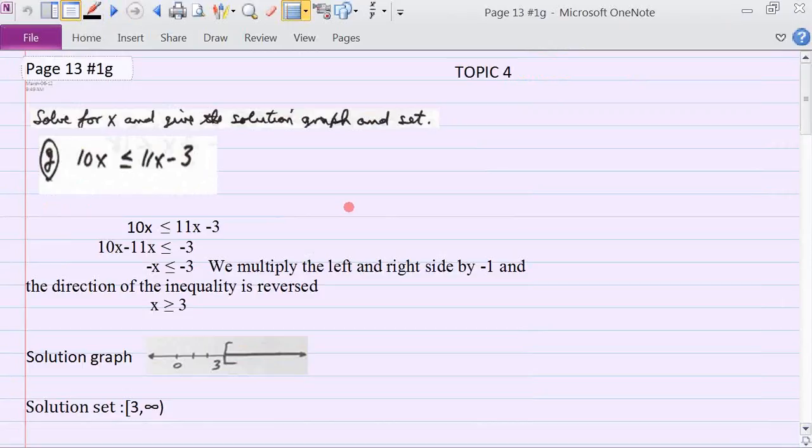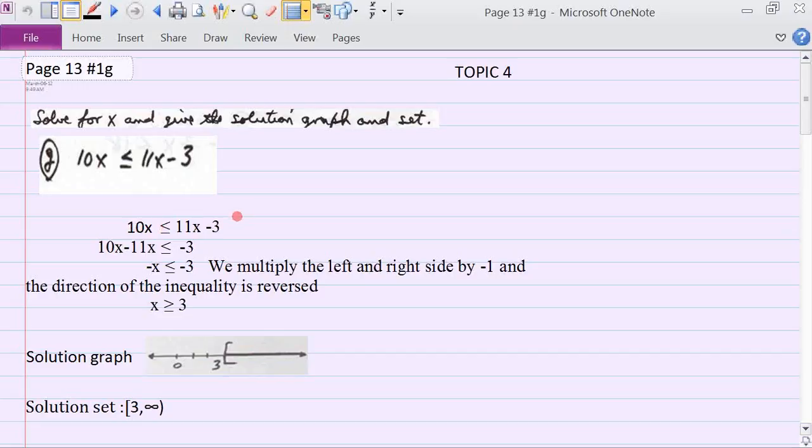And what we're asked to do is find the values of x that make 10x less than or equal to 11x minus 3 true. So what values of x make this inequality true? So we're going to use the same kind of rules that we used for equalities for inequalities. First, we're going to write down the equation.